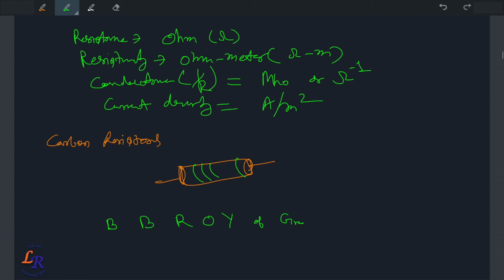G is just to remember Great, you can write Blue is written as Britain, violet is written as Very, grey is written as Good, and white is written as Wise, right?